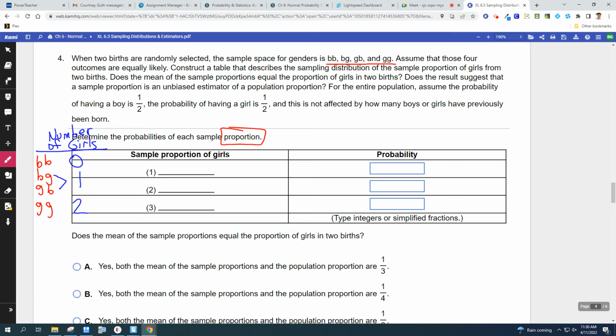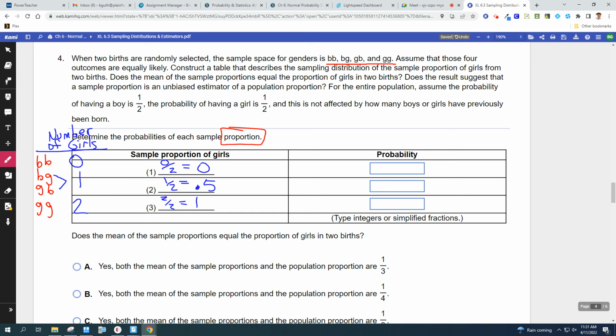But this is talking about the proportion. Okay? Proportion is like part over total. So think about it as 0 out of 2, which is 0. That's the proportion for 0 number of girls. And this is 1 out of the total 2. 1/2 is going to be 0.5. And then you could have 2 out of 2 is 1. Okay? So notice those are not probabilities.